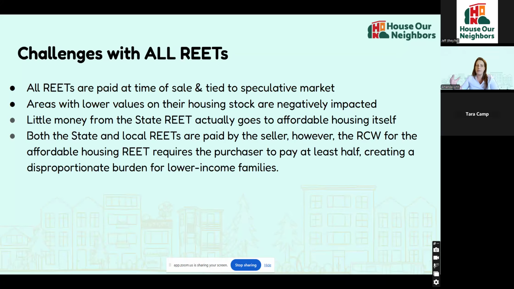The idea is you're profiting from this house, you're cashing out from this real estate transaction. This is you putting some money back into the community. That third affordable housing REET that we've been talking about doesn't work that way. The state requires it to be split between the buyer and the seller, and it stipulates that the buyer needs to pay at least half of the REET. And that can be really difficult.